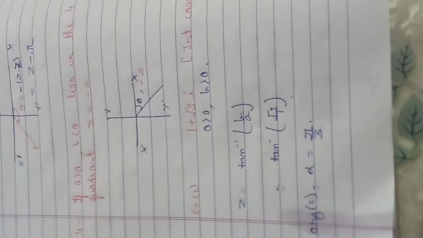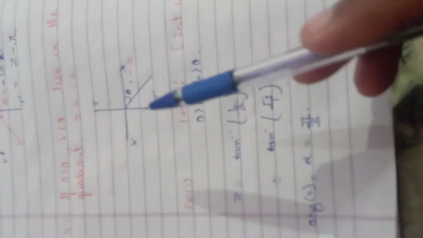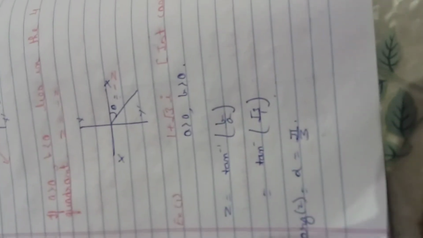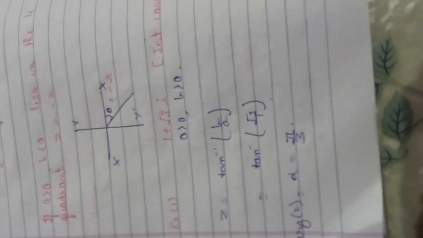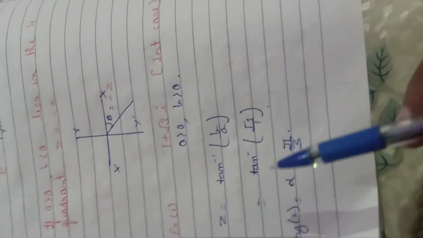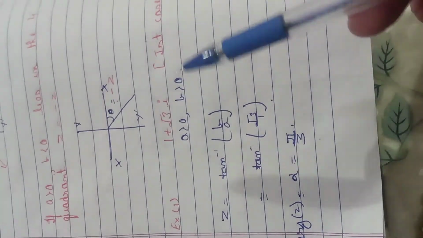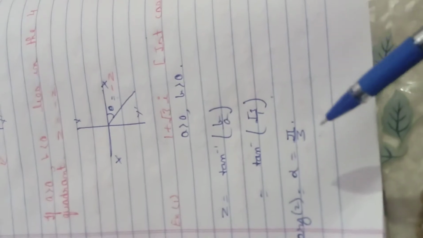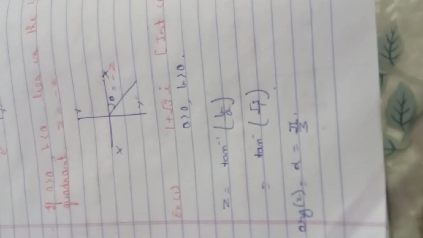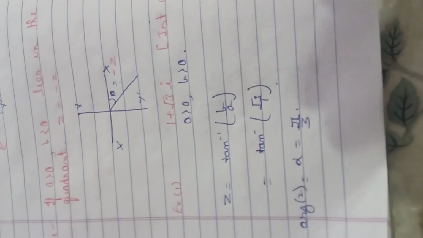Let's consider some examples. 1 plus root 3 iota, take one example. In this a is greater than 0 and b is also greater than 0. We calculate the argument by tan inverse b by a. B is equal to root 3 and a is 1. You know tan 60 value is equal to root 3, and we write this pi by 3.